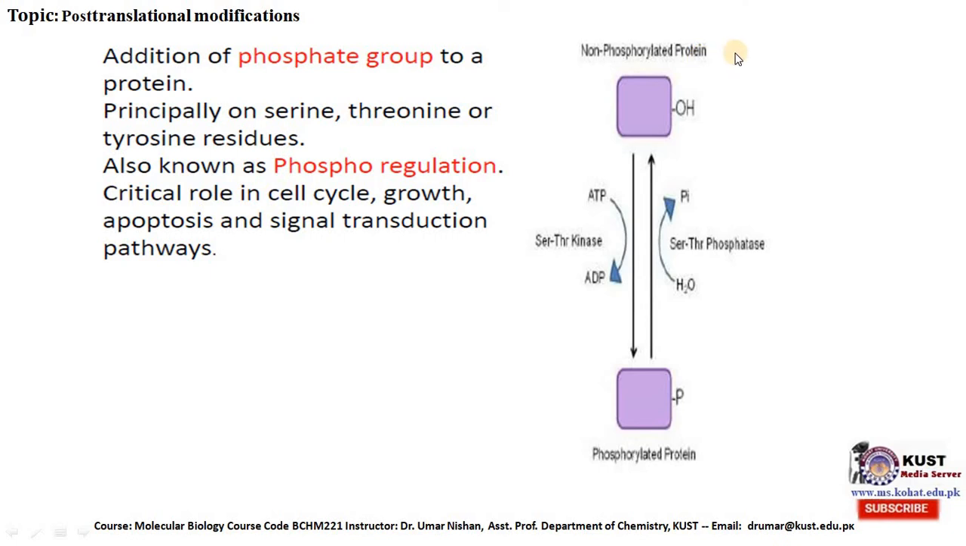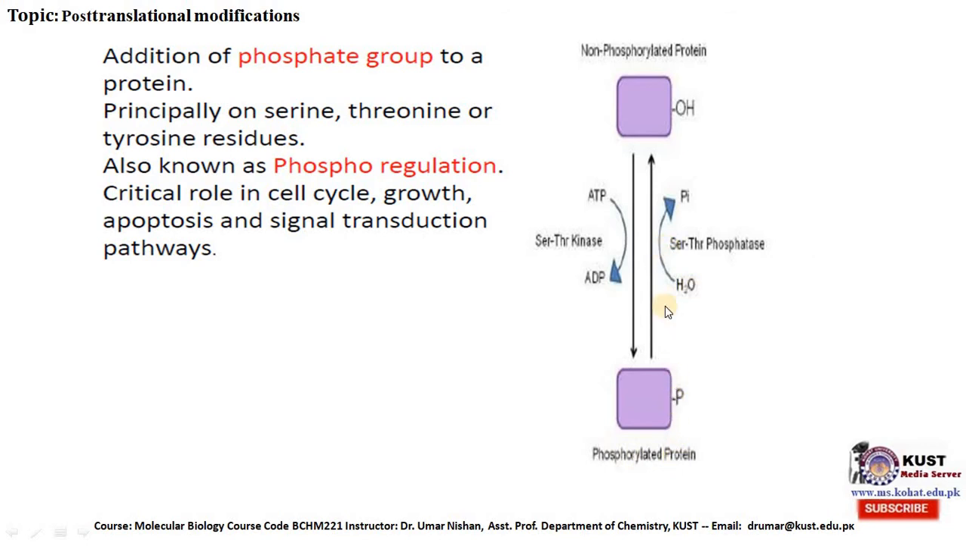Here you can see a non-phosphorylated protein. This is the OH. ATP enters, on either serine or threonine, with the help of this enzyme, serine threonine kinase. It comes out as ADP, and then you can see the protein gets phosphorylated. This triphosphate converts to diphosphate. This one phosphate is attached here. Now the protein is phosphorylated.